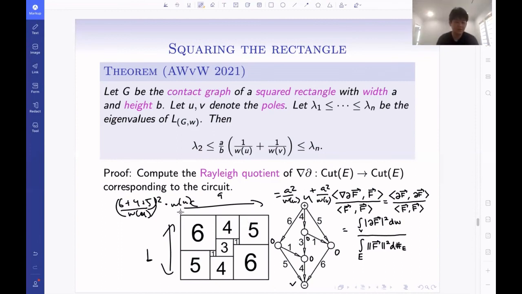And it turns out it just corresponds to the area of this rectangle, which is A times B. So you end up getting A squared over weight of U plus A squared over weight of V over AB, which is this thing here. And we know from our interlacing that this is always less than or equal to the largest eigenvalue, always greater than or equal to the smallest eigenvalue. Well, so why shouldn't this be a lambda 1?